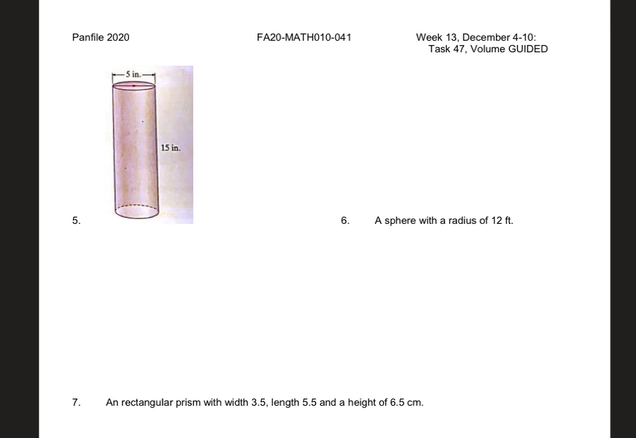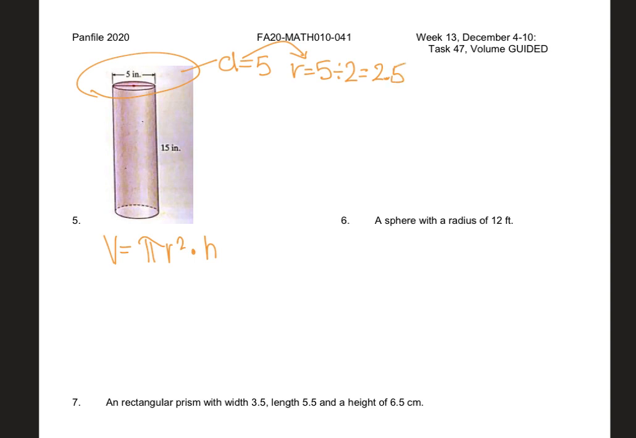All right, for number 5, I have a cylinder. My volume is going to be pi r squared times the height. 5 is my diameter because it goes all the way across. If I want to turn that into a radius, I do 5 divided by 2, which gets me 2.5. So I have volume equals pi times 2.5 squared times 15.